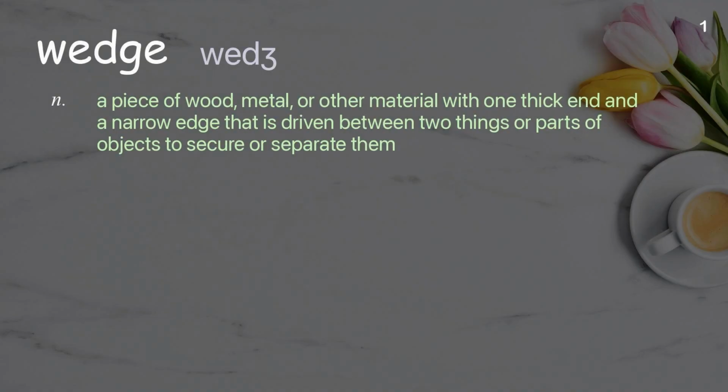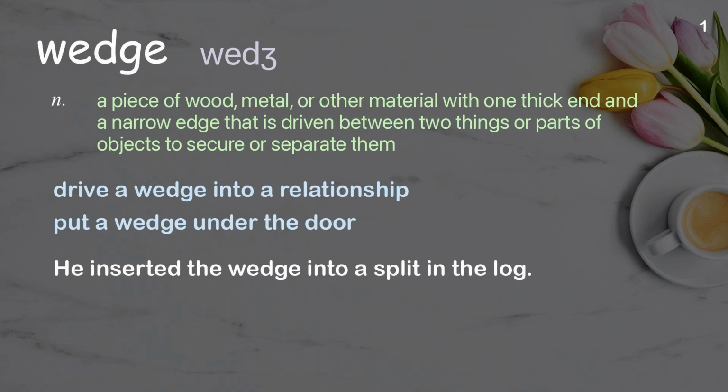Wedge. A piece of wood, metal, or other material with one thick end and a narrow edge that is driven between two things or parts of objects to secure or separate them. Examples: Drive a wedge into a relationship. Put a wedge under the door. He inserted the wedge into a split in the log.